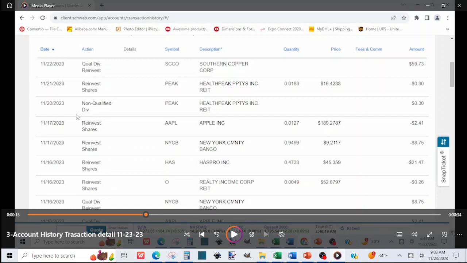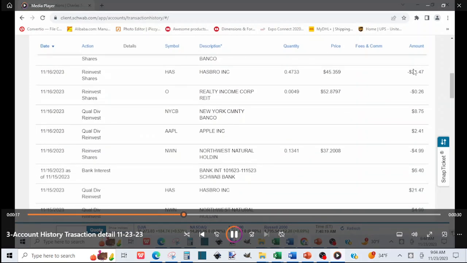So non-dividend, non-qualified dividend, so that's that. But then you can just manually include those positive numbers on your spreadsheet as dividend income. Whether you reinvest them or not, they are dividend income. You just include them on your spreadsheet.